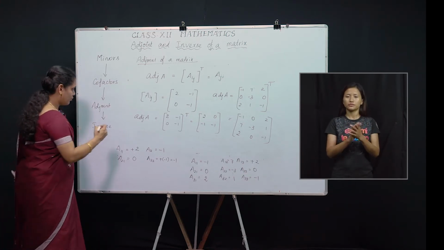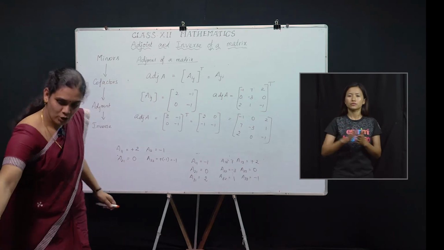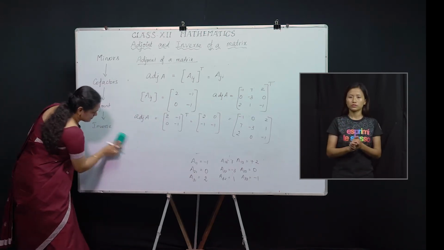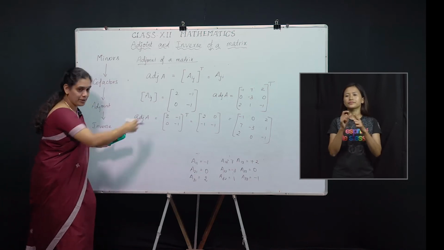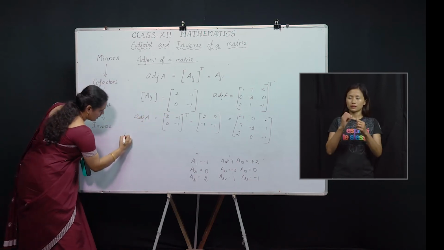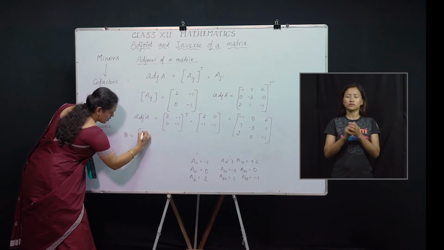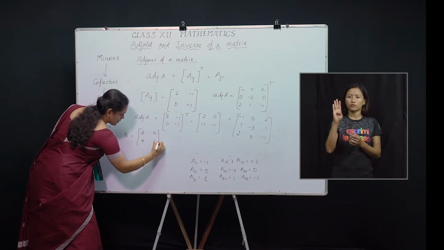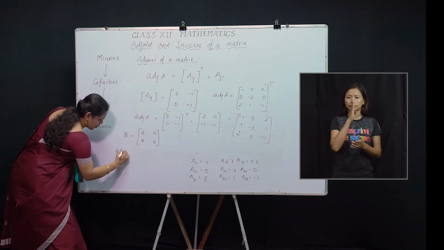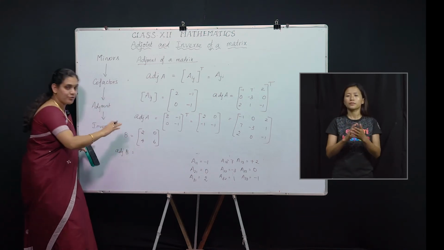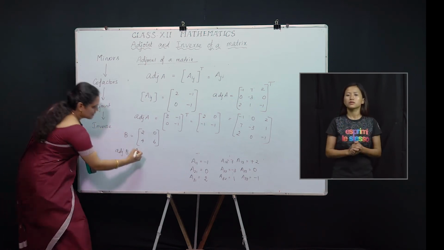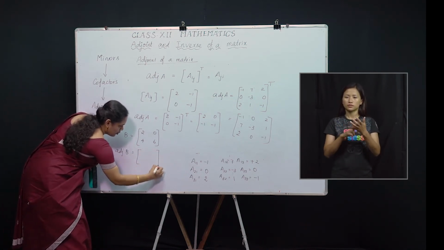Okay, and before we go, I'll give you one shortcut to find the adjoint of a 2 by 2 matrix. It is not applicable for 3 by 3, but only for a 2 by 2 matrix. For example, [2 0; 4 6]. We can directly write the adjoint matrix of this one instead of finding the cofactors and then taking the transpose.